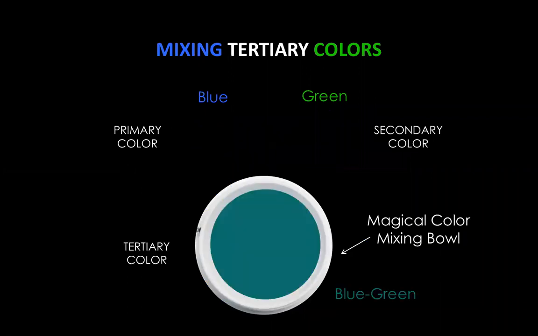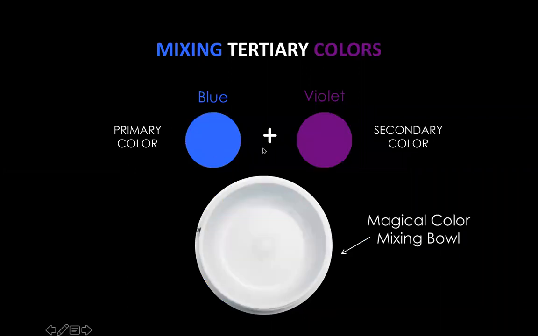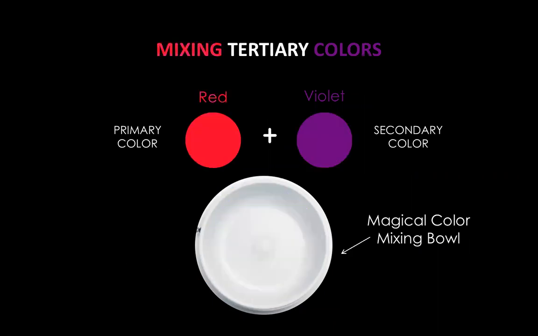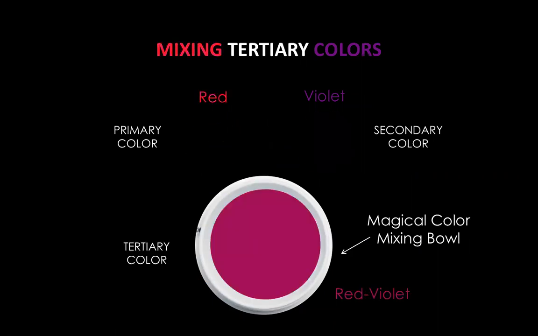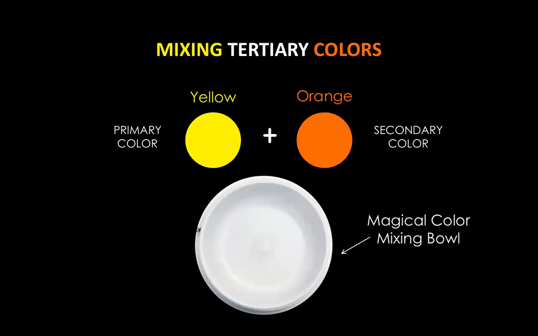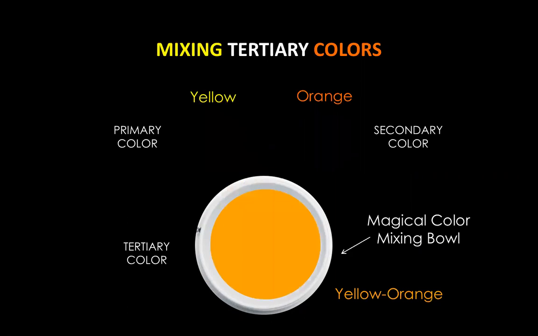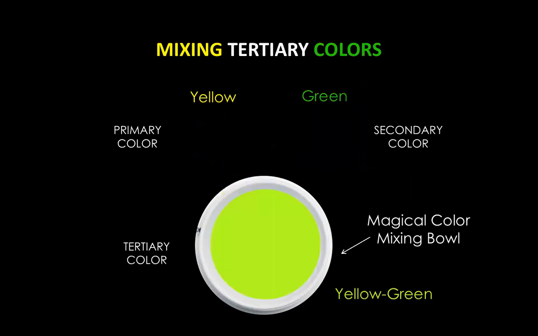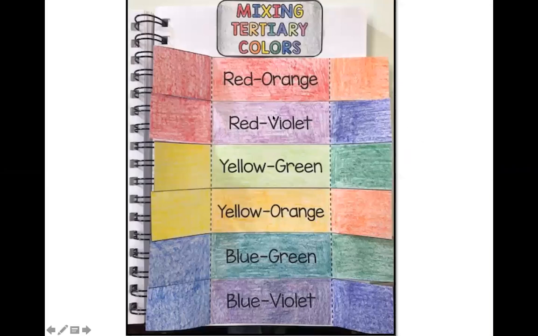Blue and green make blue green. Blue and violet make blue violet. Red and violet make red violet. Red and orange make red orange. Yellow and orange make yellow orange. Yellow and green make yellow green. So there are 6 intermediate or tertiary colors.